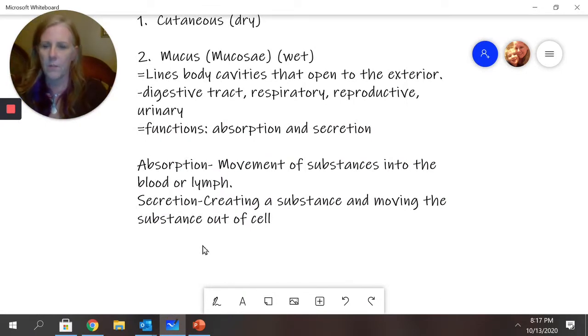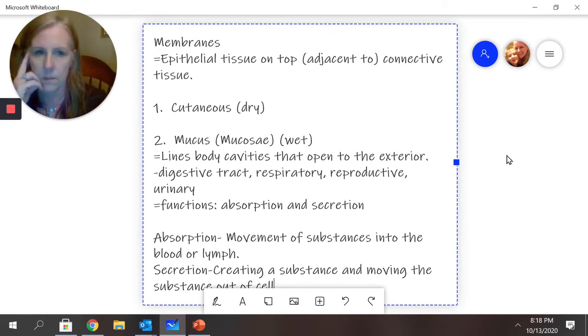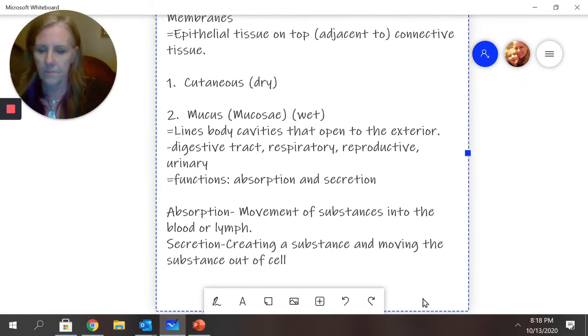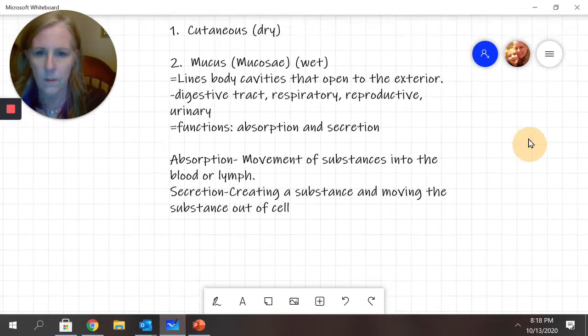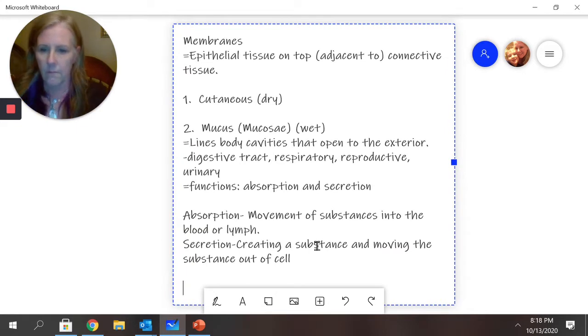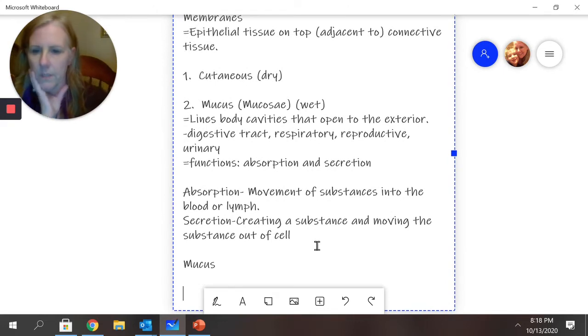All right, so the mucous membrane has two major functions. Absorption: we're moving it across the border and getting it into the blood or the lymph. Secretion means the cells there are secreting a substance and moving that substance out of the cell. What that substance is, if it's a mucous membrane, I think you can figure this one out. It is mucus.